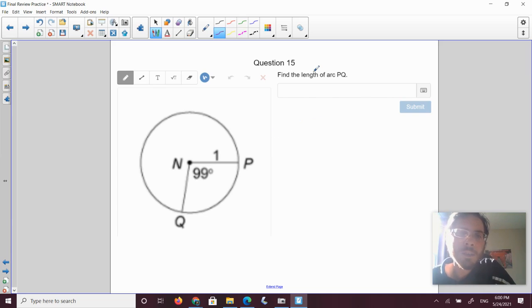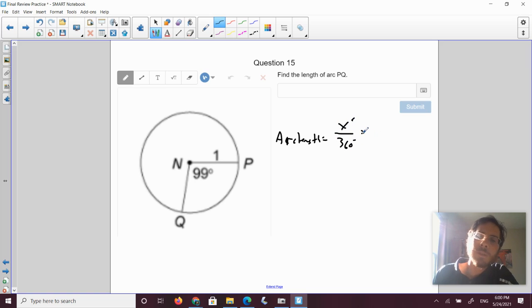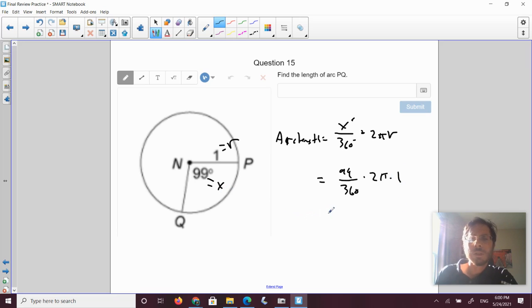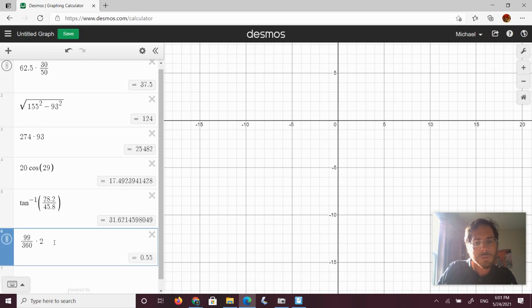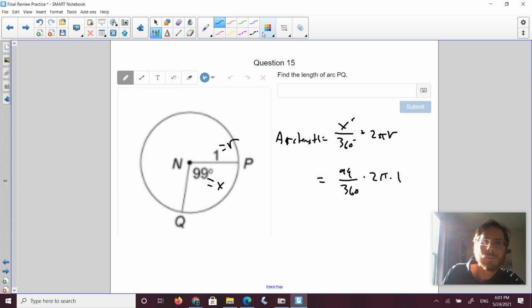For 15, it says find the length of arc PQ. So to do that, we need the arc length formula. So that's x over 360 times 2 pi r. So that means we're going to do 99 over 360 times 2 pi, and then r is going to be the radius, which is just 1. So really we're going to get 99 times 2 times pi times 1 over 360, and we're going to type that in. We get 1.727, so 1.73 seems like that'll be good enough.